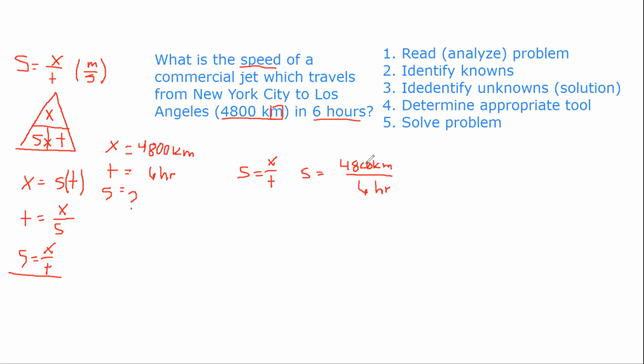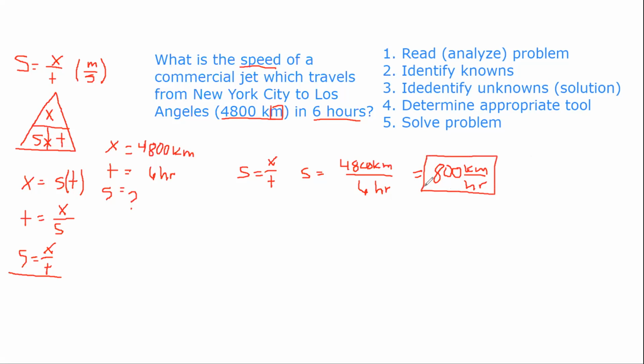So we're going to mathematically do 4,800 divided by 6. Maybe you know it is 800. And then we've got kilometers on top over hours. All right. So we got kilometers per hour. So we've got 800 kilometers per hour is its speed, and this is our answer.